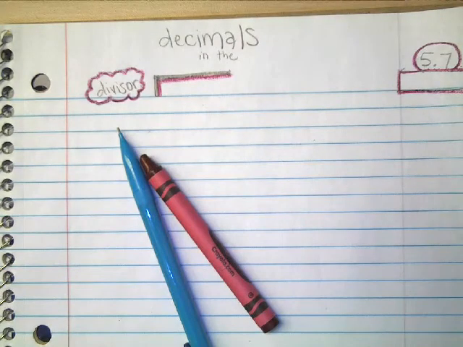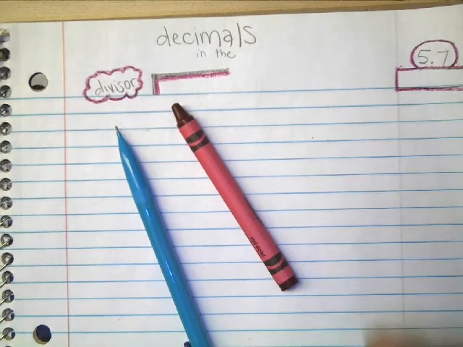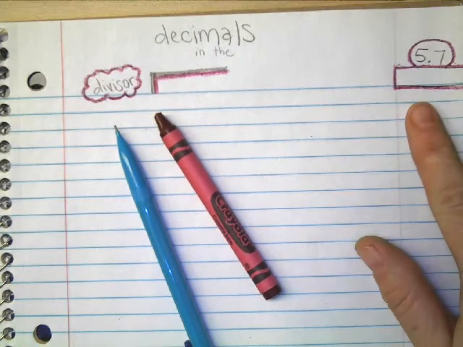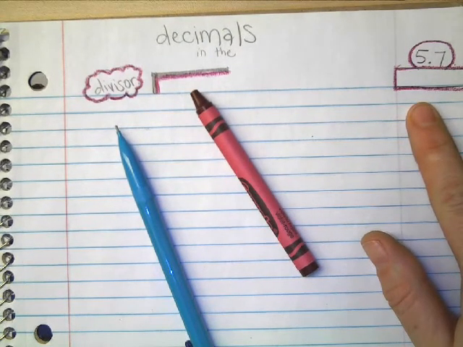Today's lesson is decimals in the divisor. It's lesson 5.7. The color that we're using is a red violet. It's like a fuchsia color. Please make sure that the date gets put in the date box and that you have the whole title set up before you resume the video.